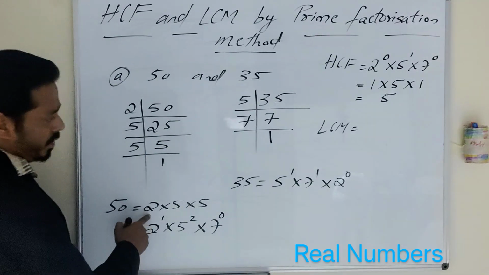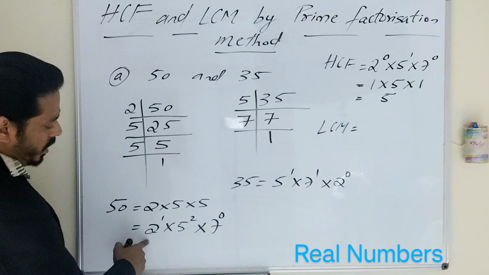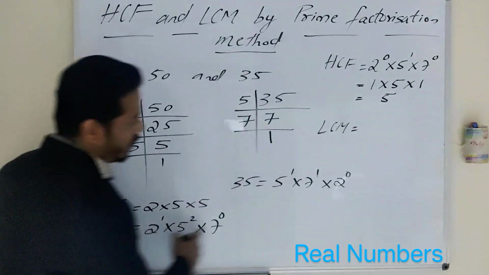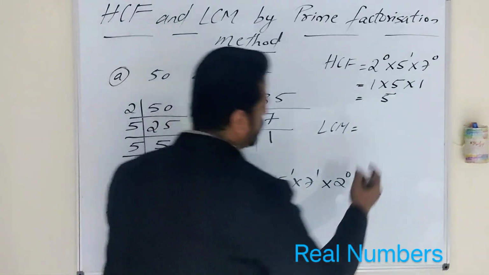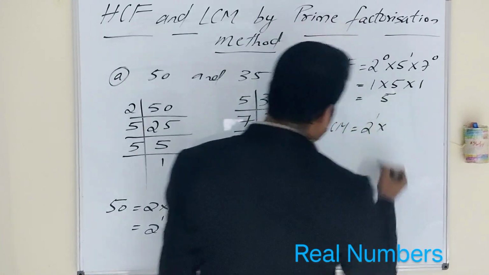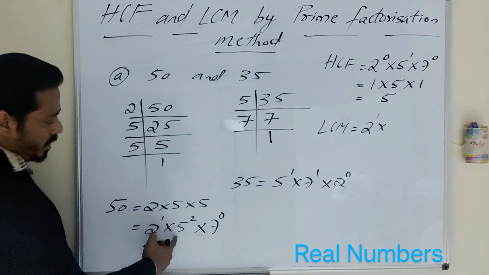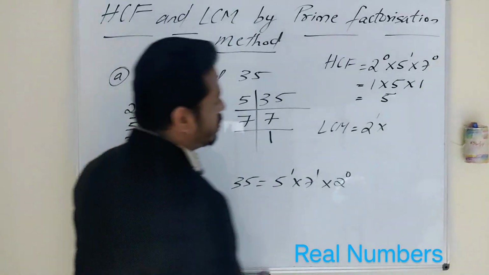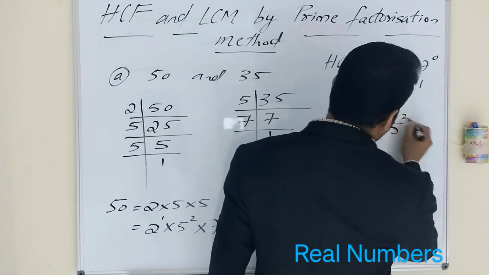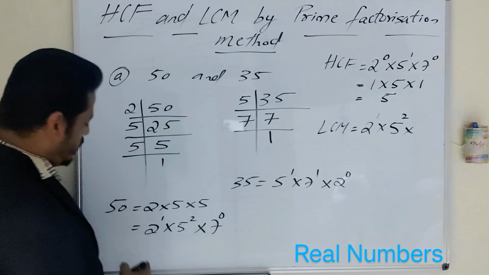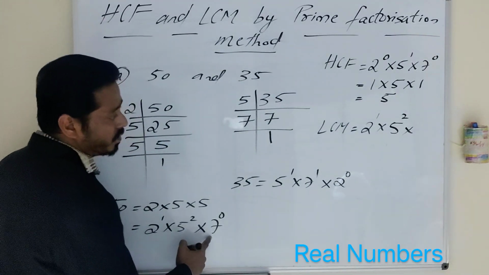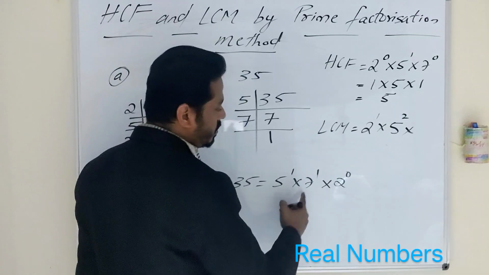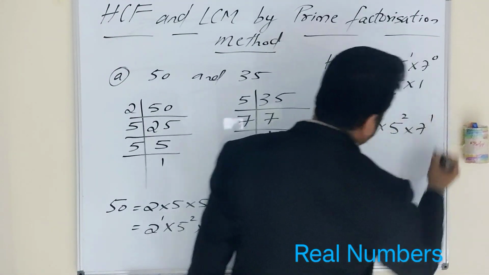Now let's start with the factor 2. In 50 you have 2 raised to 1, here you have 2 raised to 0. So 2 raised to 1 is the factor with the highest power. Similarly, you can see 5 raised to 2 over here and 5 raised to 1 here. The factor with the highest power is 5 raised to 2. And next is 7. You can see in the factors of 50, the 7 is raised to 0. Here the 7 is raised to 1. So the highest power is 7 raised to 1.